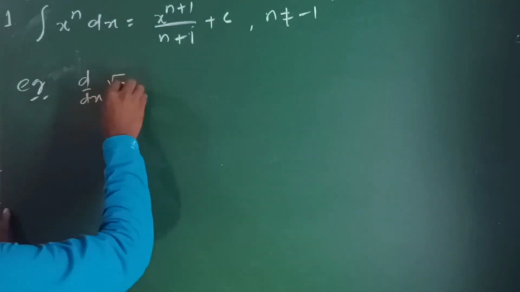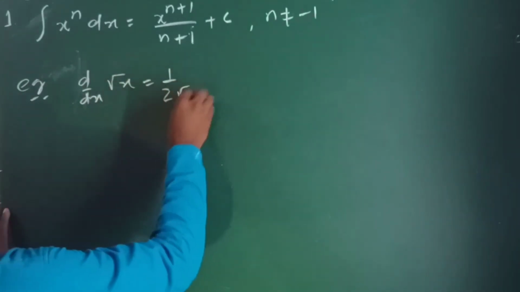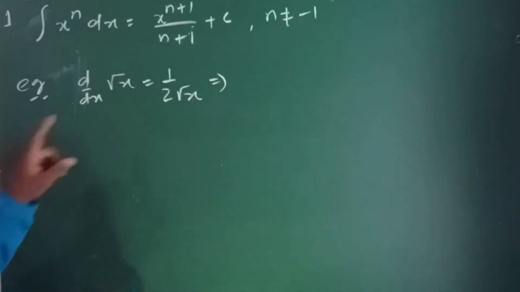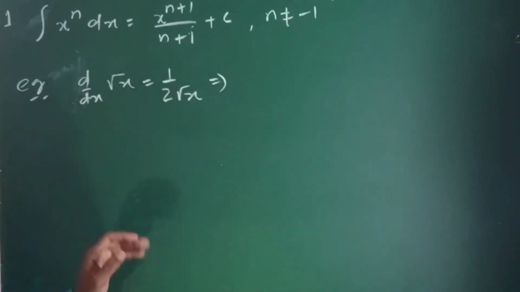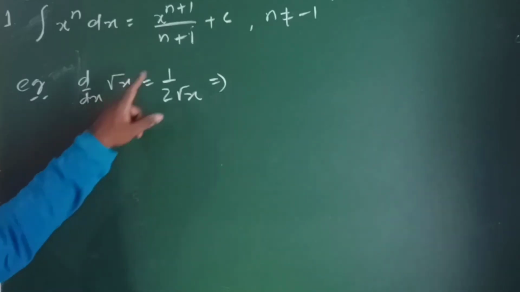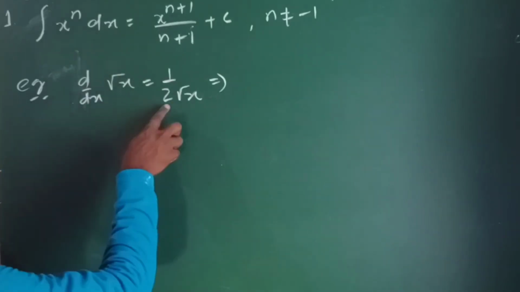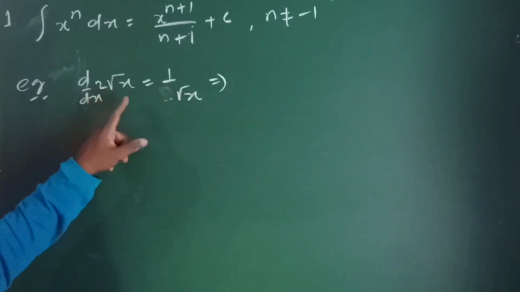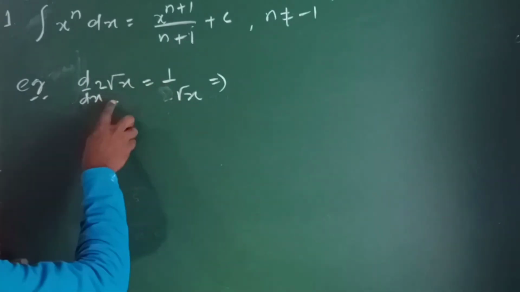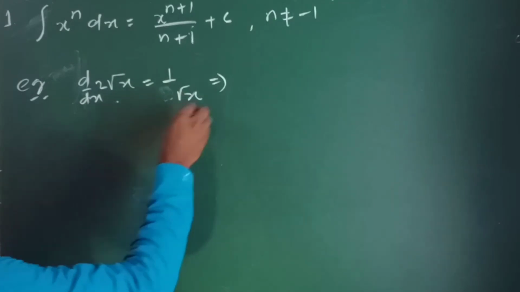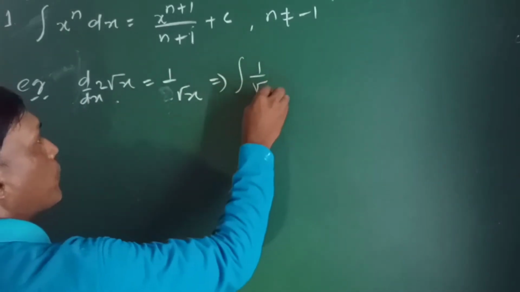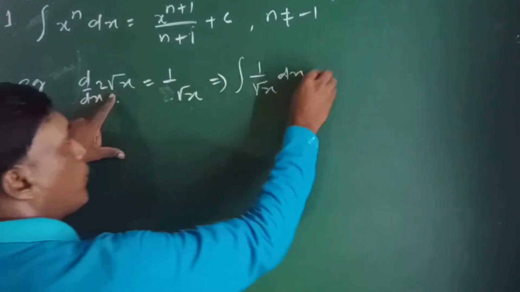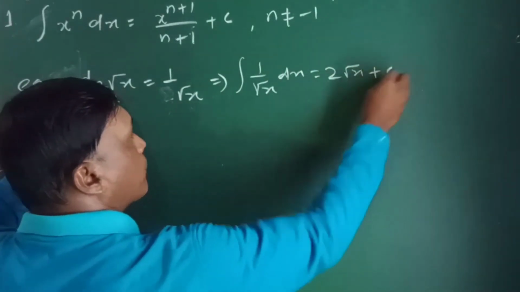The derivative of root x is equal to 1 by 2 root x. So multiply by 2 here, and we find the derivative of 2 root x is equal to 1 by root x. If the derivative of 2 root x is equal to 1 by root x, then the integration of 1 by root x is equal to 2 root x plus c.